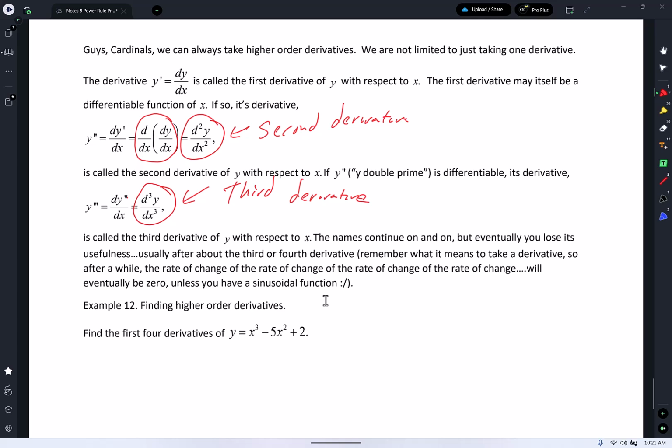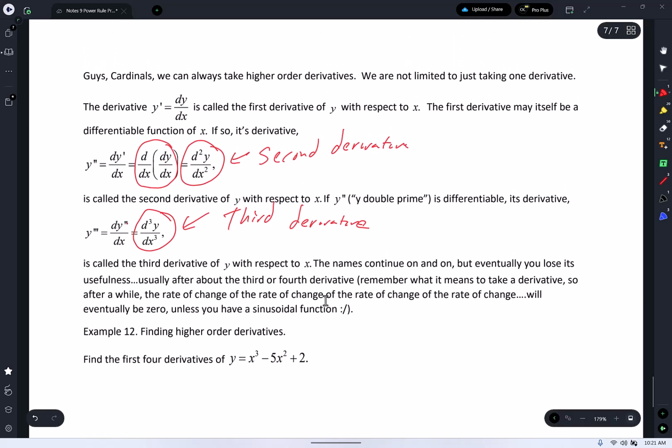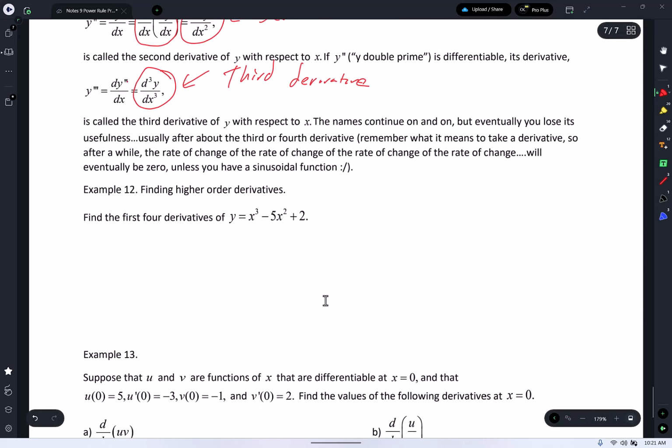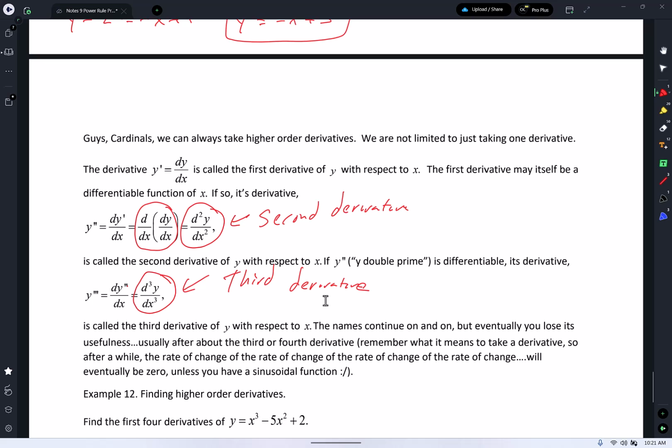So the notation for any nth derivative, let me go ahead and write it here. Did I not put it in here? I thought I put it in there. Dang, I didn't put it in there. Okay, any nth derivative, where n is an integer, a number, will always look like this: d to the power n, y, and then dx to the power n.